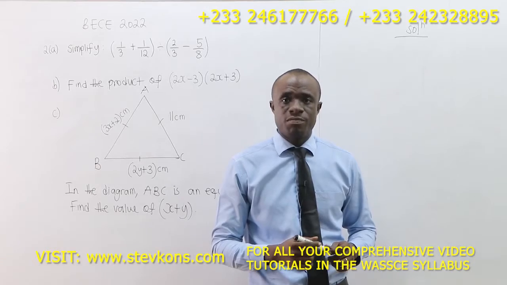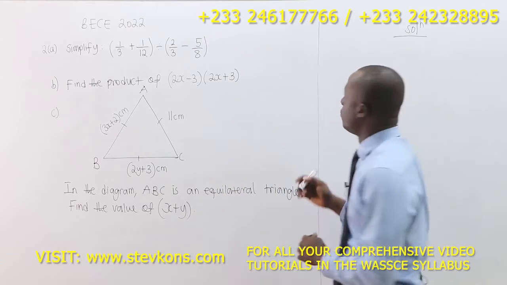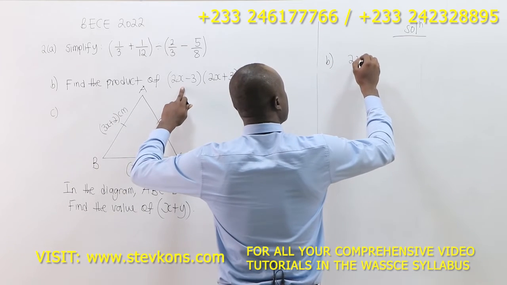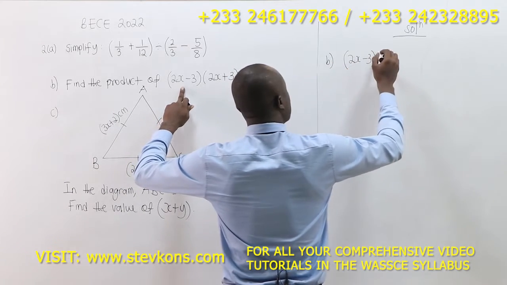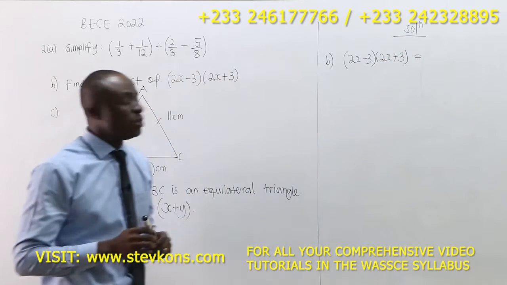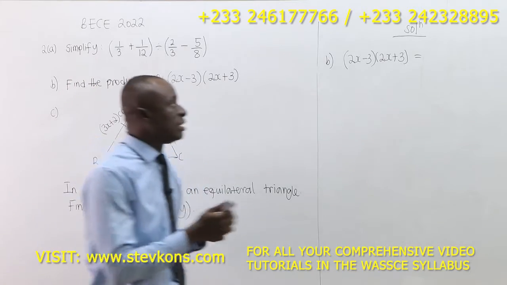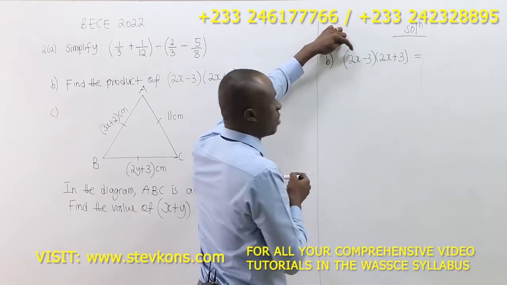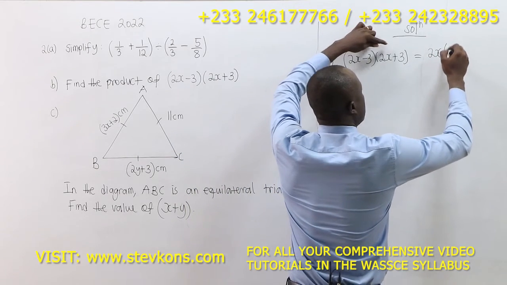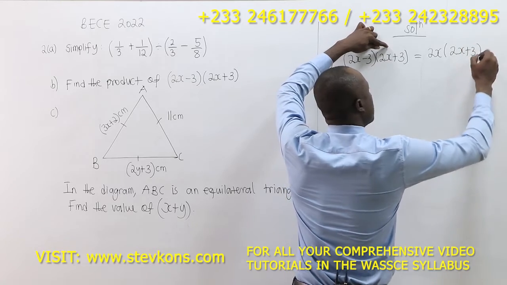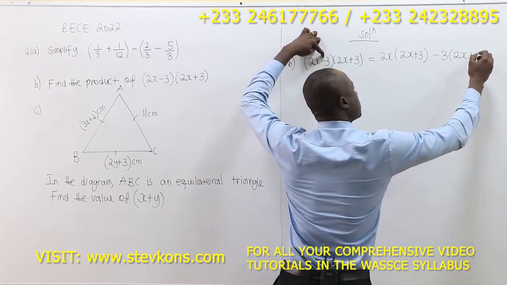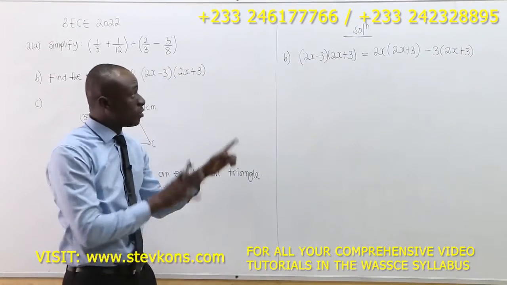Now let's see BECE 2020, question number 2B. For the B part, we want to find the product of 2x minus 3 and 2x plus 3. So we use the distributive property repeatedly. 2x times everything here, so we have 2x times 2x plus 3, and then minus 3 times 2x plus 3.